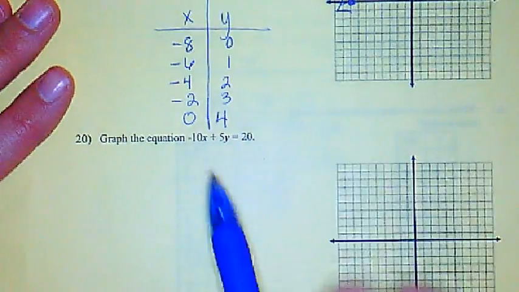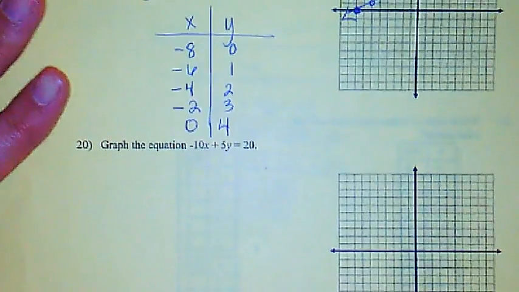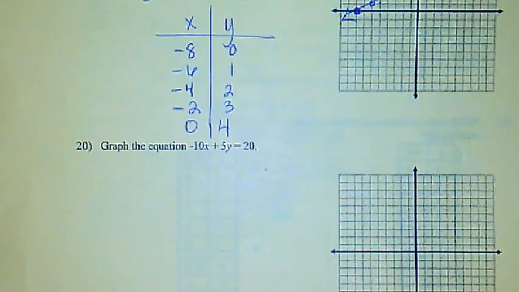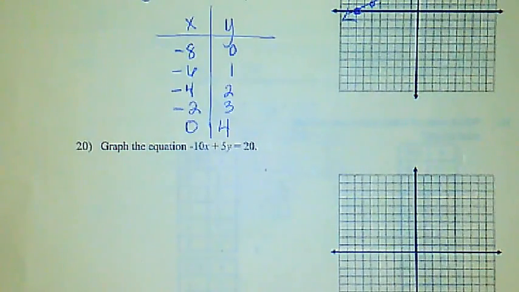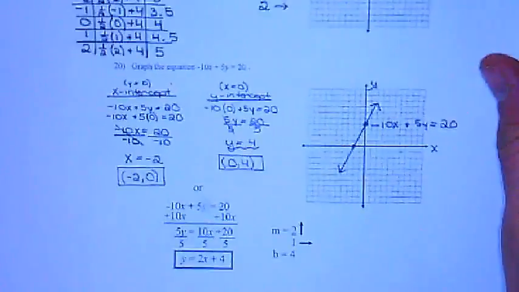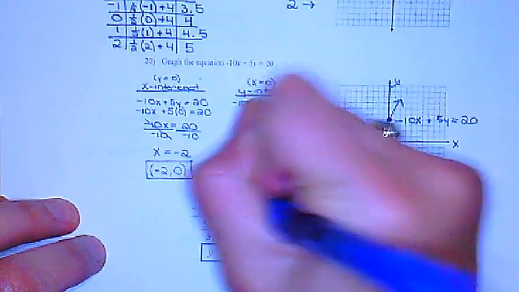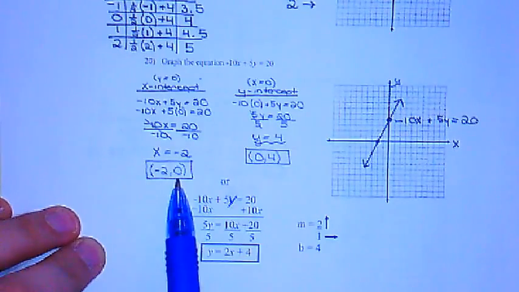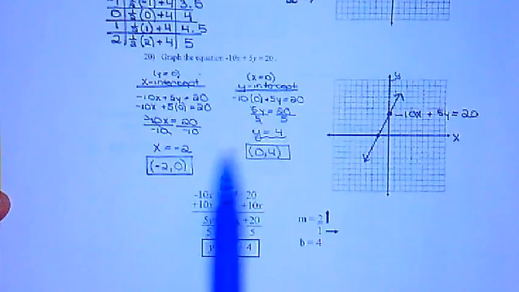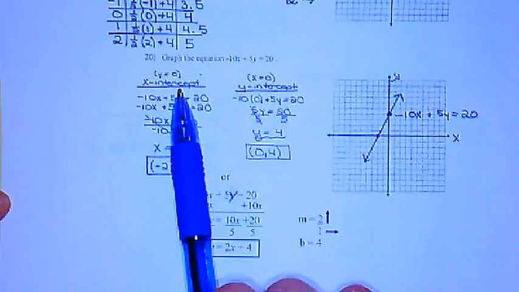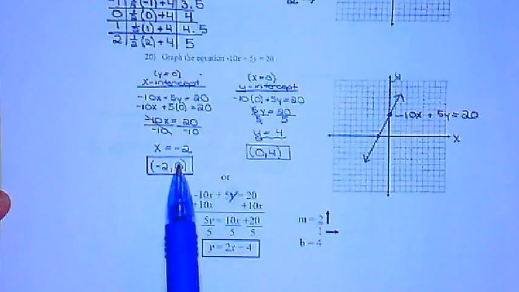But what you can do is plug it in for your x and y intercepts, like I did here. If you wanted to get 2 points, and remember that's all you need, a minimum of 2 points, first I found my x-intercept, and then I found my y-intercept to find those 2 points.